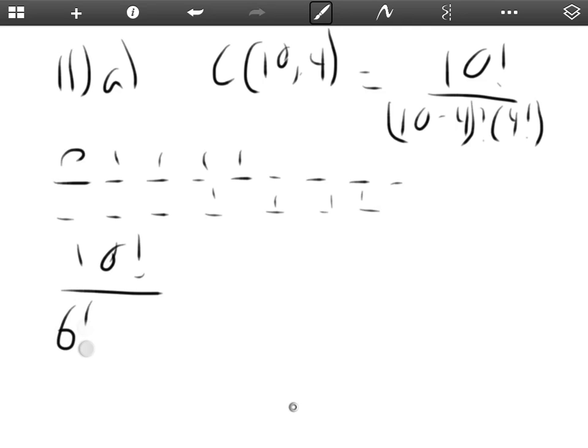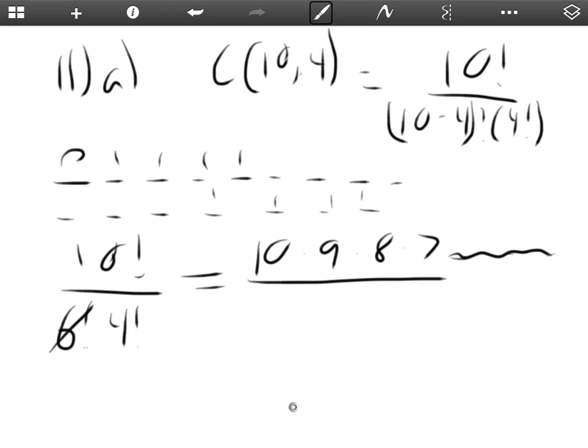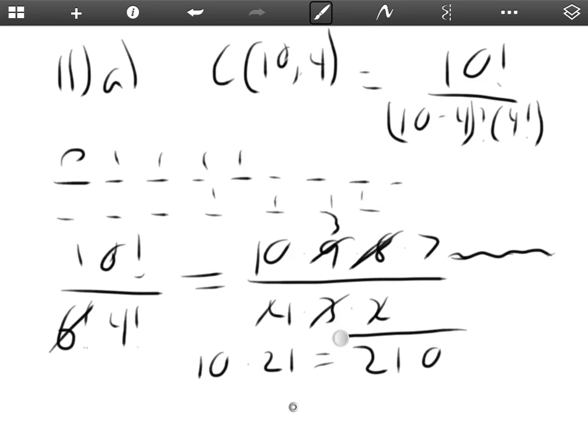So this is 6 factorial, if you haven't already solved it. I'm going to do this the faster way: 10 times 9 times 8 times 7. We cancel out the 6 factorial, and the 6 and the 5 and the 4 and the 3 and the 2. We're just left with 10 times 9 times 8 times 7 all over 4 times 3 times 2. We can cancel out some stuff here: the 8 and the 4 and the 2, and this 3. And so really we can just do 10 times 21, which is 210, and that's your answer.